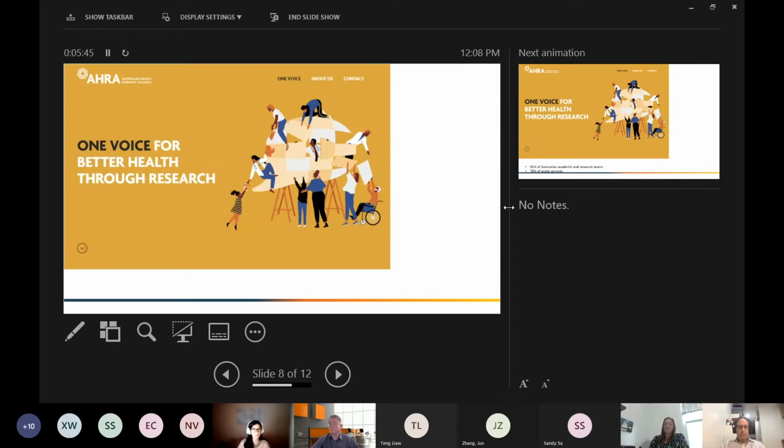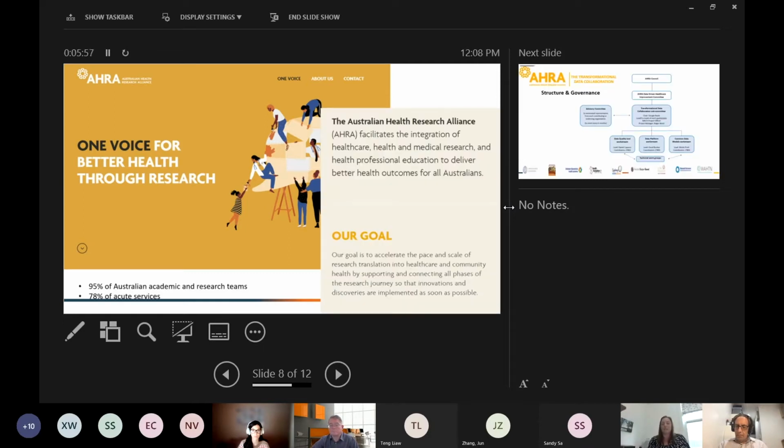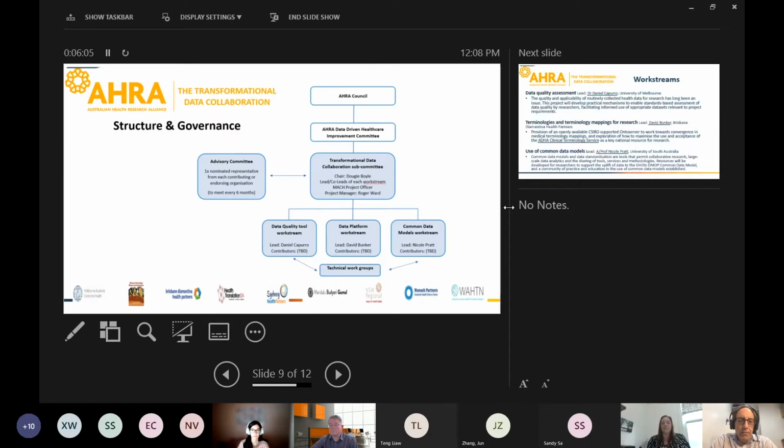A lot of the work that we've been doing for OHDSI Australia has really been umbrellaed by the ARA collaboration, so the Australian Health Research Alliance. And really the goal of that is to help accelerate the pace and the scale of research translation. So under that umbrella, we've created the Transformational Data Collaboration, and really getting together some of the key people across Australia to help uplift the data sets here in Australia.